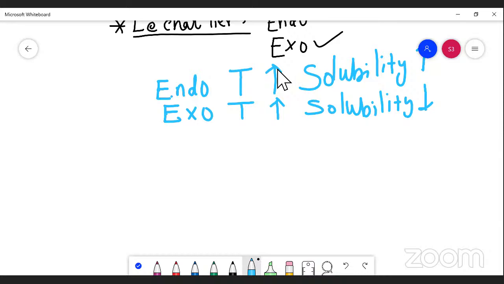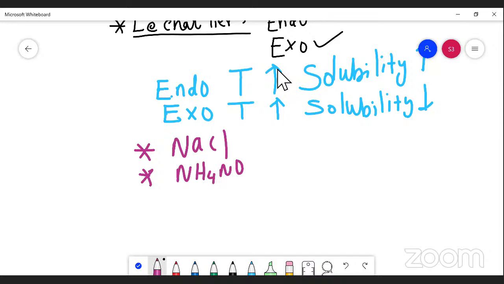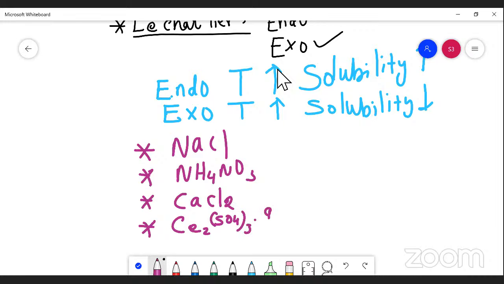By using this, a few salts are taken for the experiment to measure solubility: NaCl, ammonium nitrate, NH4NO3, and then calcium chloride, and then cerium sulfate nonahydrate, that is, nine times water.